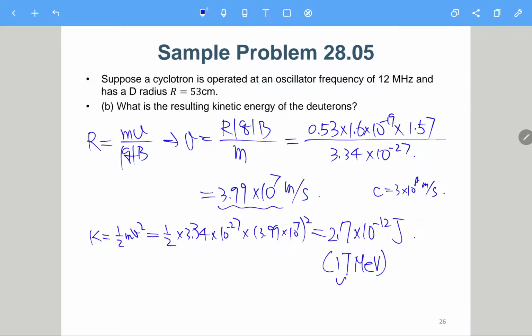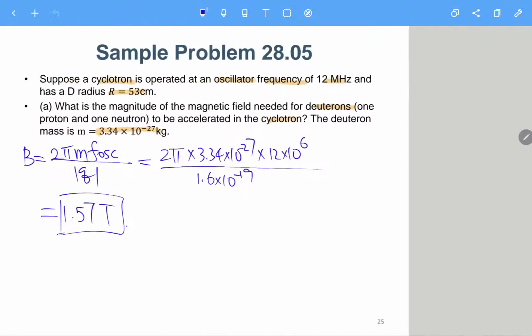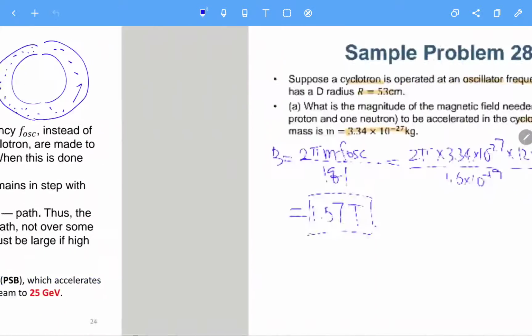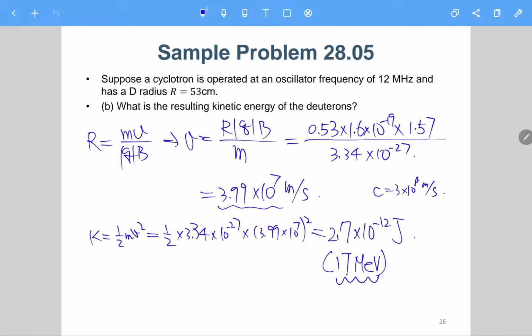17 mega eV. So it is not really large. It tells you that it can accelerate up to 50 mega eV. So for this case it is 17 mega eV, although the speed is already quite fast.